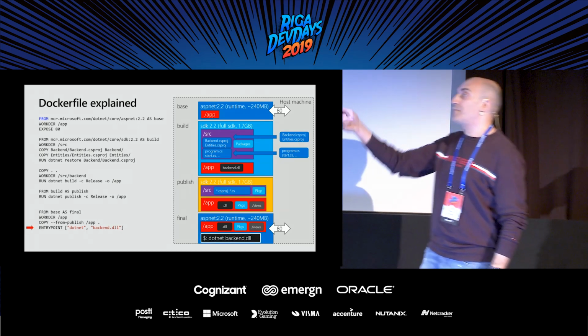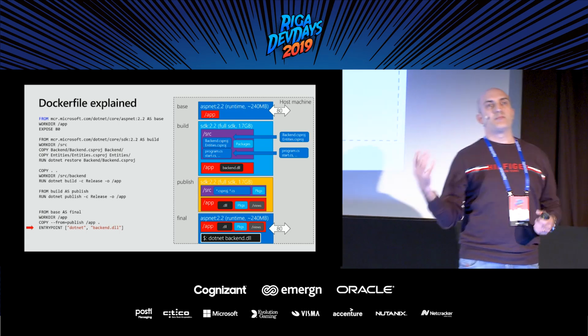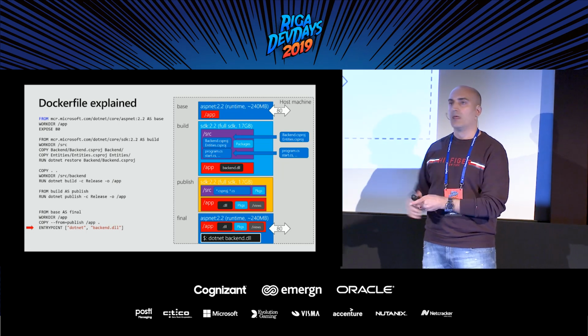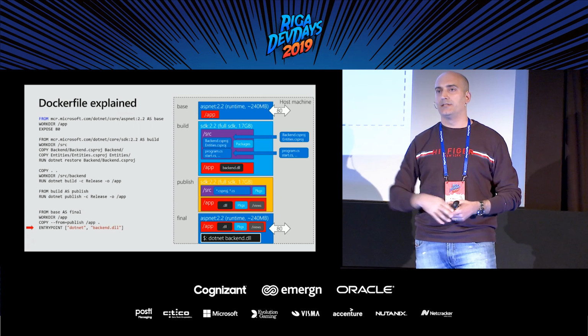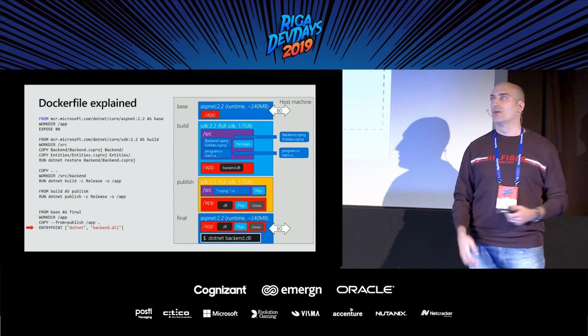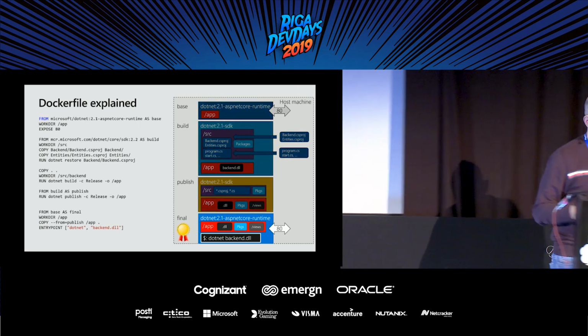And then the last step is the entry point: dotnet backend.dll. So this is basically what needs to be run when I do docker run backend. We just run dotnet backend.dll, which will spin up Kestrel and basically bring my application alive. All right, and this is the final image we are ready to distribute.